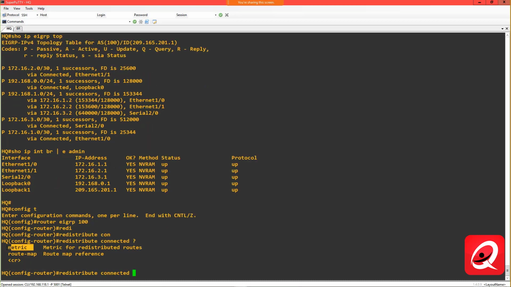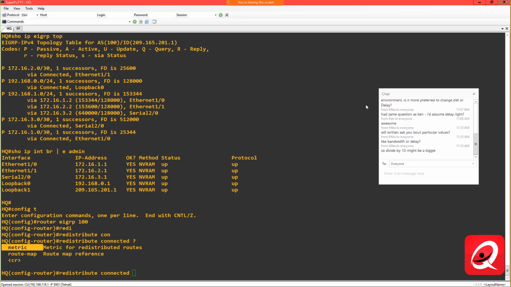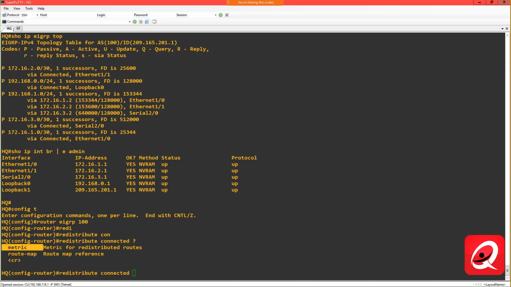And you'll notice that I have an option to specify the seed metric for the redistributed route. Actually, for any redistribution process, you could specify a seed metric. The reason I thought of that is because Mike had asked about the 10. Now, when you're redistributing, and we'll see this again a little bit later on, when you're redistributing into distance vector, you have to specify a seed metric. If you don't specify a seed metric, the routes will not redistribute.